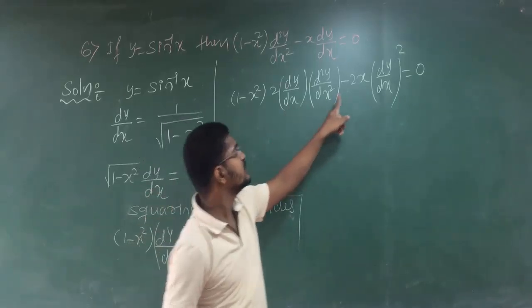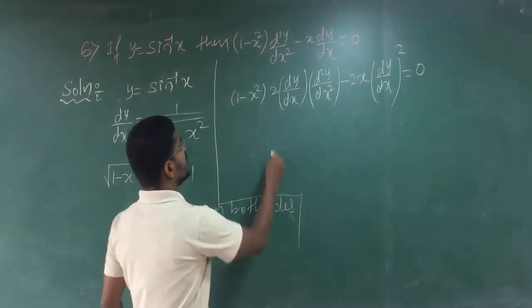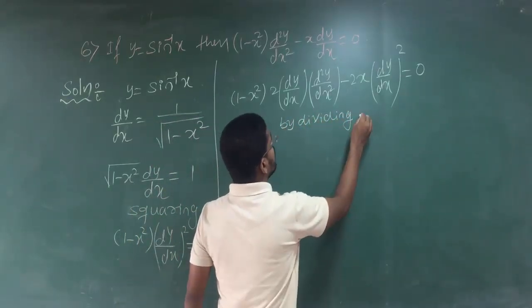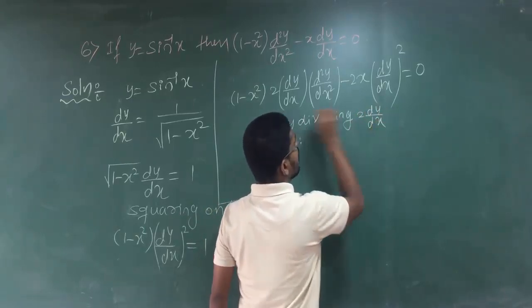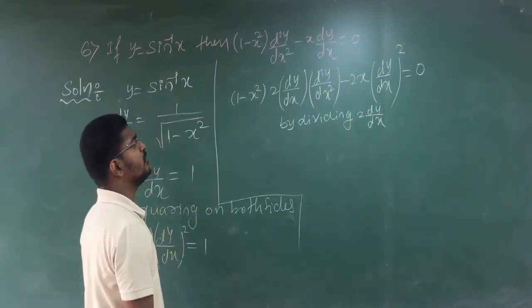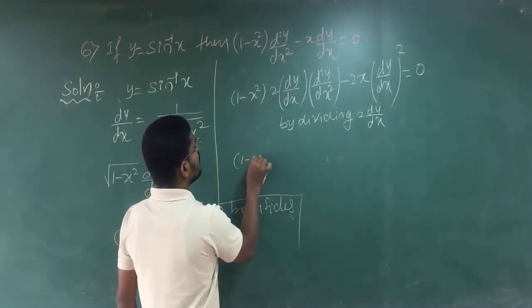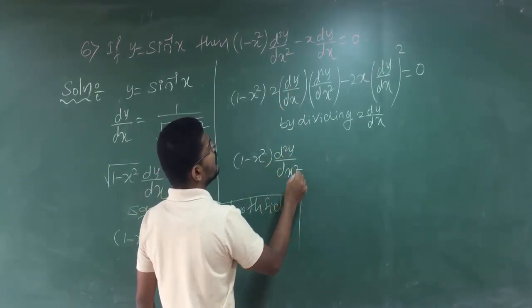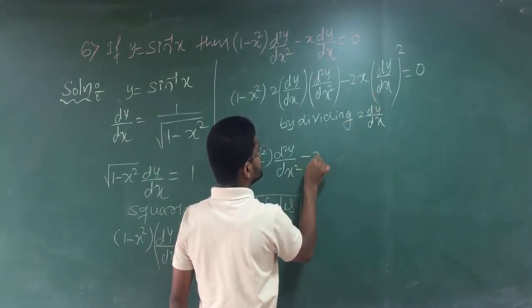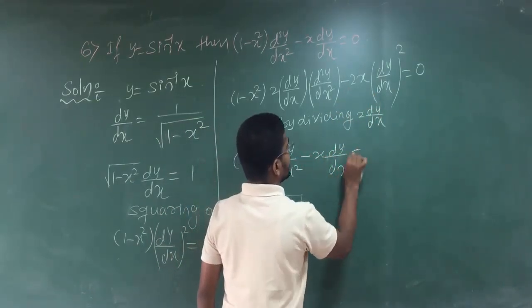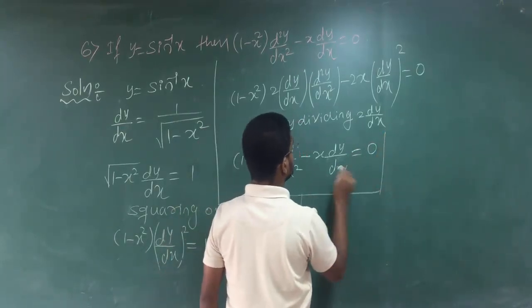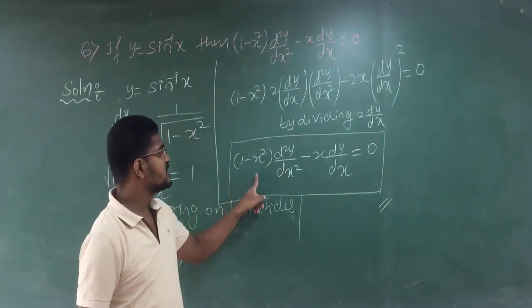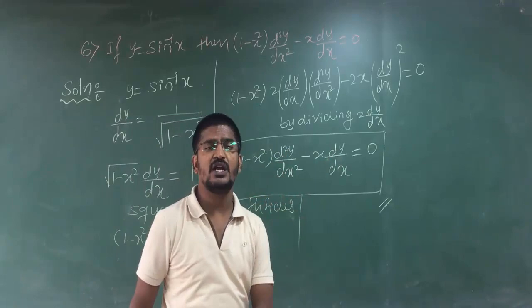From this, see what are the common terms? 2 into dy by dx, 2 into dy by dx are common. So for that reason, dividing by 2 into dy by dx on both sides, what will it be? 1 minus x square, this will be cancelled. That is d square y by dx square. Again here 2 will be cancelled, dy by dx will be cancelled. Minus x into dy by dx equal to 0. So this is your answer. Clear, students? (1 minus x square) d square y by dx square minus x into dy by dx equal to 0.